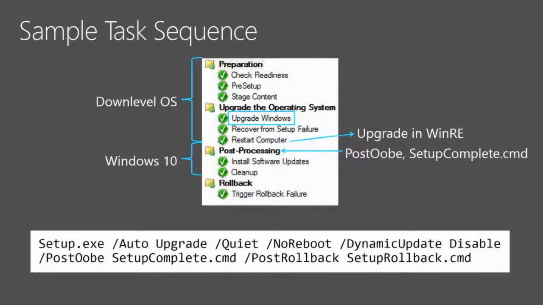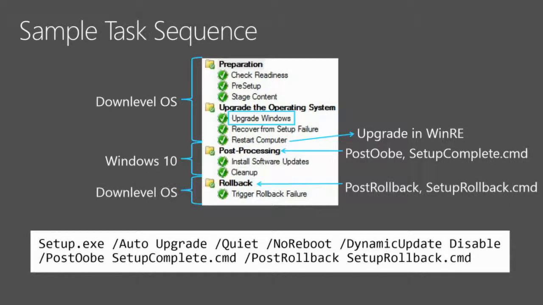Out of setup complete, we repair our client, make sure that the client is in a working state. Then we restart the task sequence with a flag telling it that, hey, everything's good, we're on Win 10, let's go on to post-processing. So it'll restart the task sequence in that post-processing group. Just as an example here is that install software update step. If you wanted to do additional actions on Win 10, this is the group to add those to.